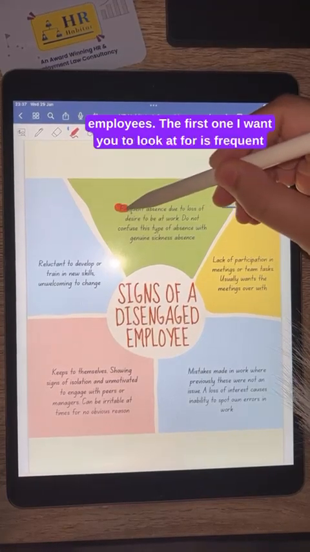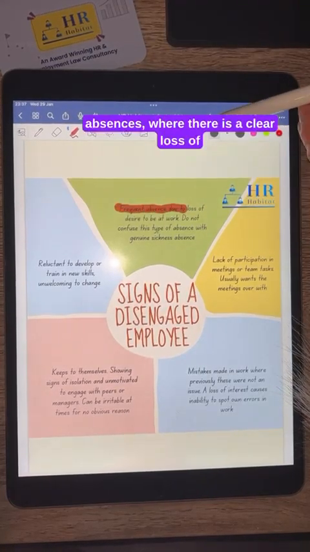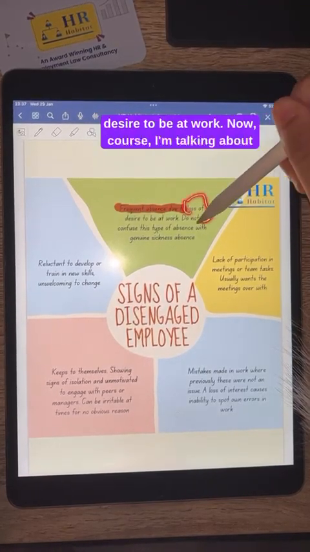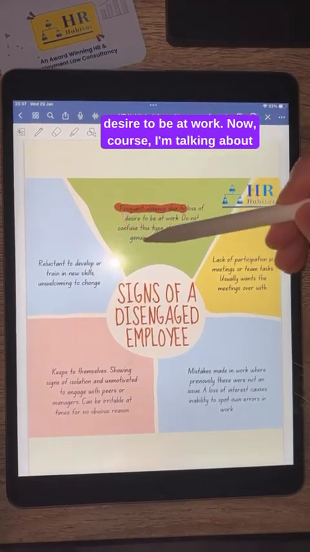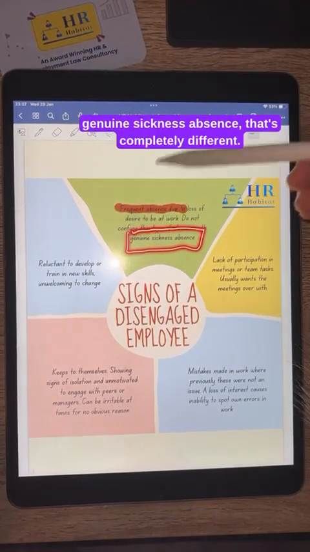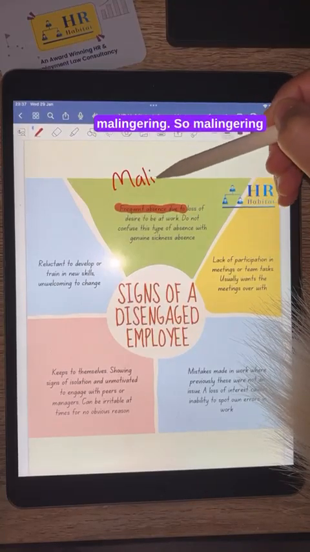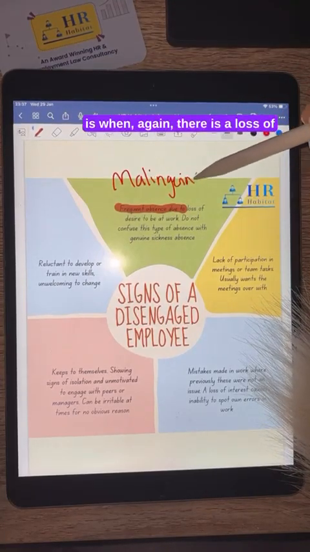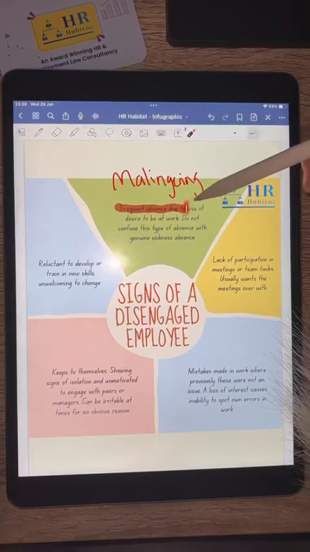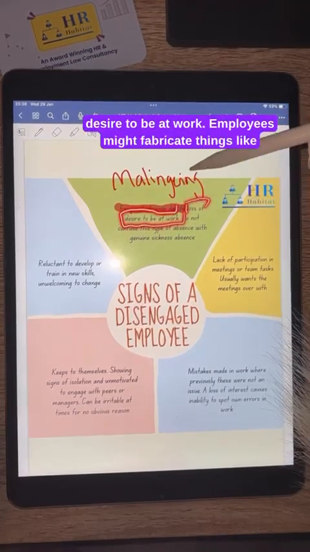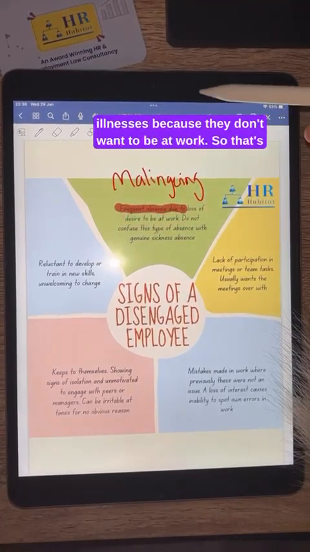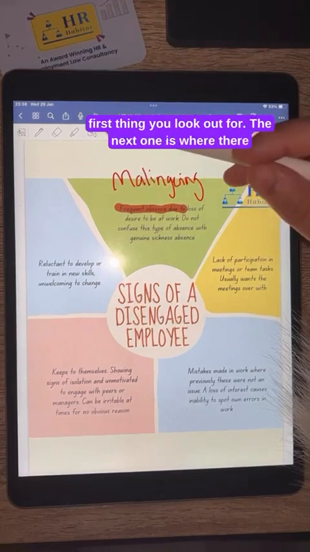The first one I want you to look out for is frequent absences, where there is a clear loss of desire to be at work. Now, of course, I'm not talking about genuine sickness absence. That's completely different. I'm talking about clear signs of malingering. So malingering is when, again, there is a loss of desire to be at work. Employees might fabricate things like illnesses because they don't want to be at work. So that's the first thing you should look out for.